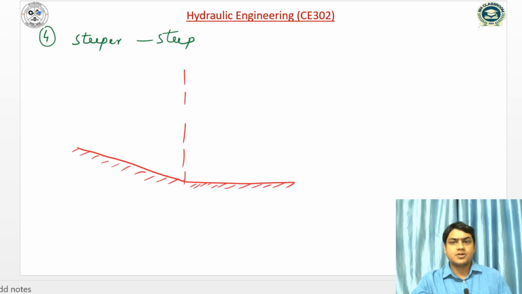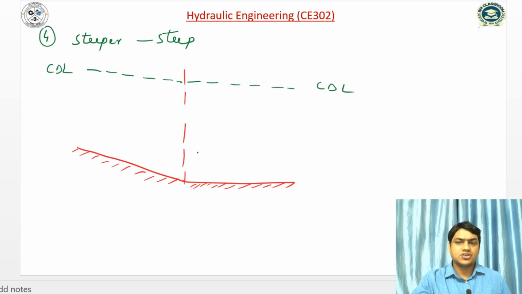This is the normal depth line. This is the critical depth line, and it will be constant. And the normal depth line, this is the normal depth line. This is NDL. This is also NDL. So it will be from NDL to NDL.